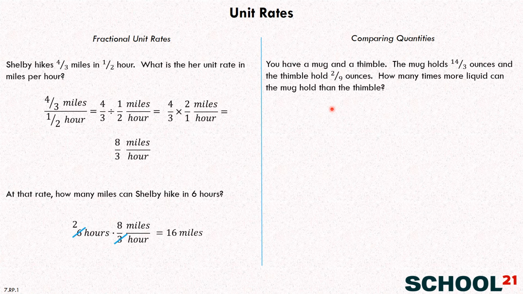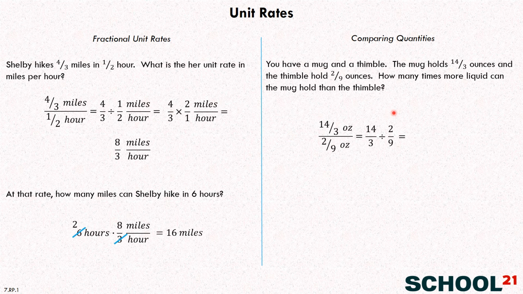So we're going to set up a fraction of fractions that's 14/3 ounces over 2/9 ounces. We're comparing the amount the mug holds, 14/3 ounces, to the amount that the thimble can hold, 2/9 ounces. Does that make sense? Okay. So we're talking about ounces over ounces. So there's not going to be a unit here. There's not going to be a rate of something per something. These ounces are just going to go away, and we're just going to get a number of times. It's just going to be a number. Follow? Okay. So now with 14/3 divided by 2/9, we can write it that way. Does that make sense?